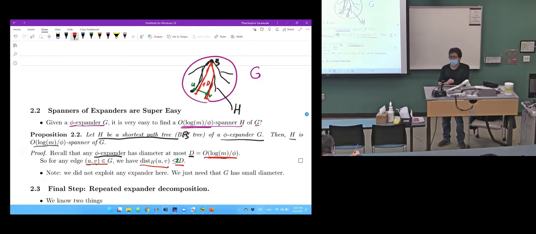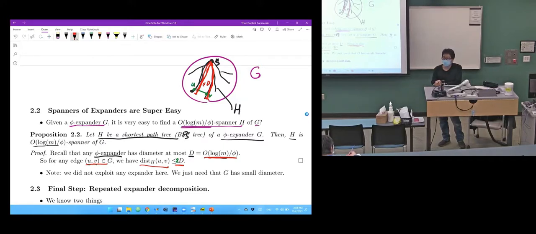Here the D is the depth of the tree or the diameter of the tree, or are both the same? D is the diameter of the graph. So is it the same as the depth of the tree? Depth of the tree, yes. It's at most D. And when you look at any node here, you might need to walk up and down. So at most 2D.